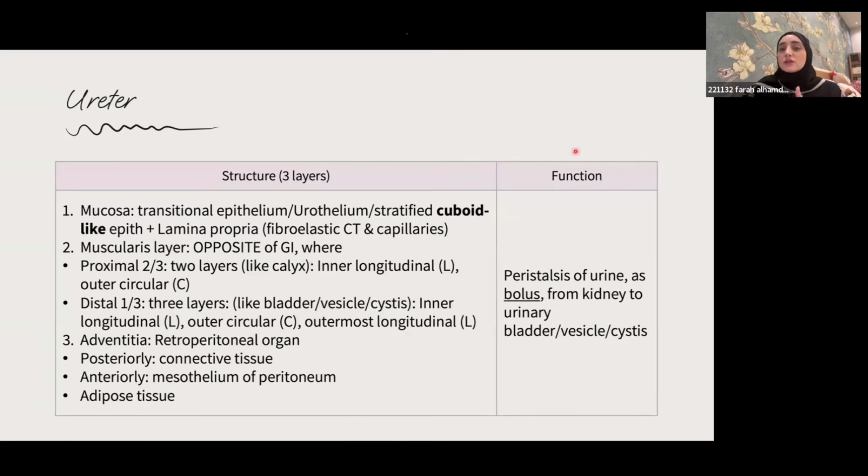The function of the ureter is peristalsis of urine as a bolus because it has the muscular layers, the LC and LCL. Urine does not flow continuously; it moves in boluses, or groups. A bolus of urine, a group of urine. So it's squeezing urine from the kidney to the urinary bladder.